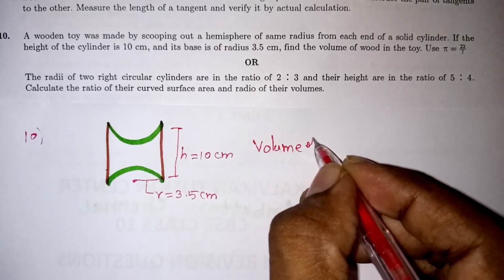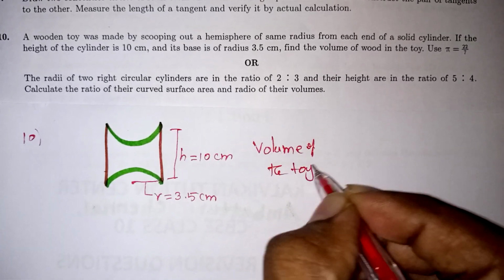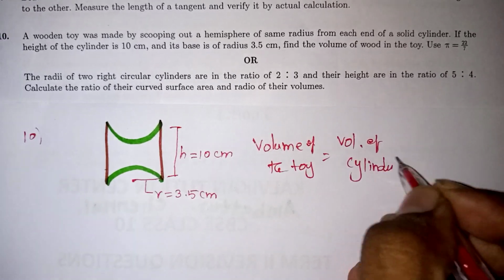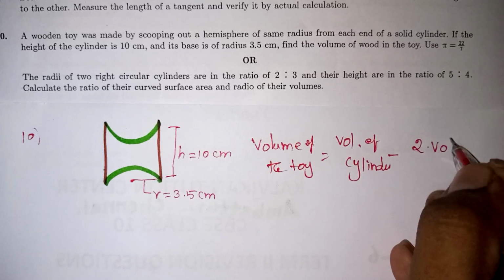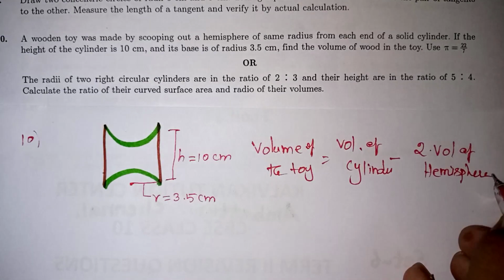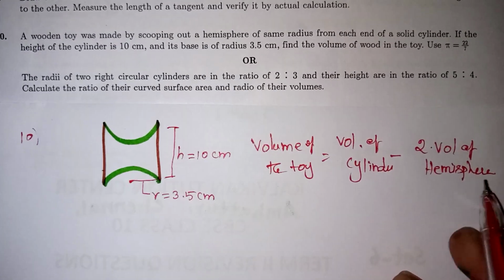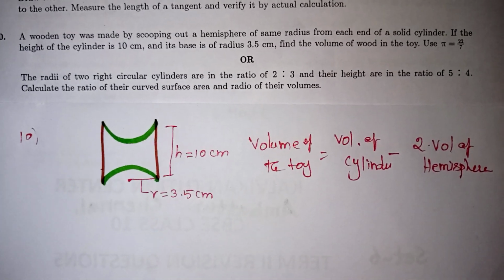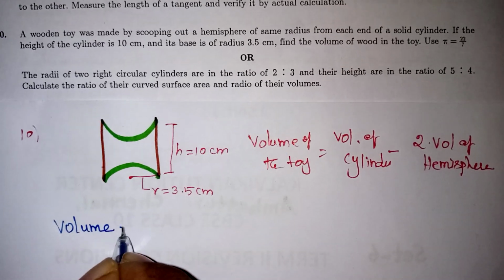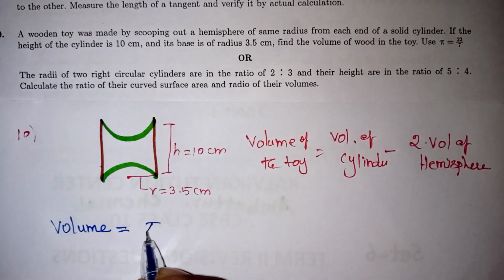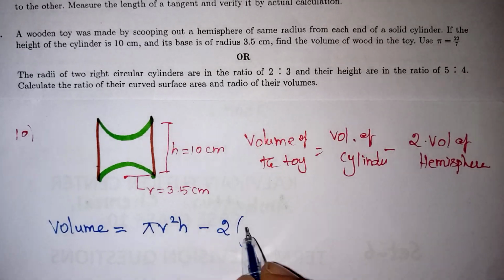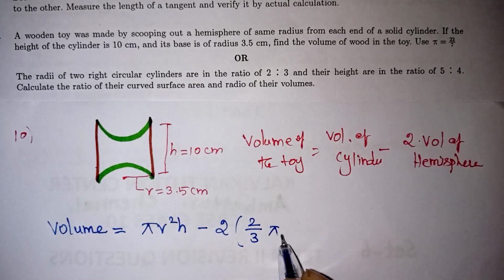So volume of the toy will be equal to volume of the cylinder minus 2 times volume of hemisphere, because on both sides they have scooped out the hemispherical shape. So 2 times volume of the hemisphere we have to subtract. So let's apply the formula now. The required volume of the toy is equal to volume of the cylinder, formula pi r squared h, minus 2 times hemisphere volume, 2 by 3 pi r cube.